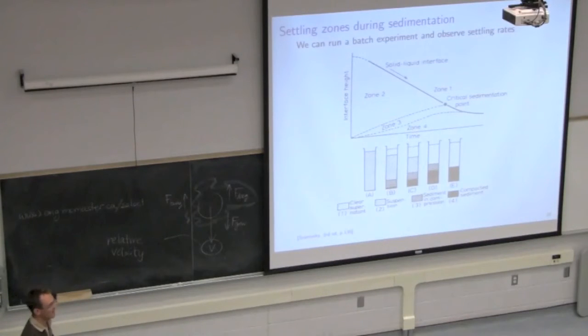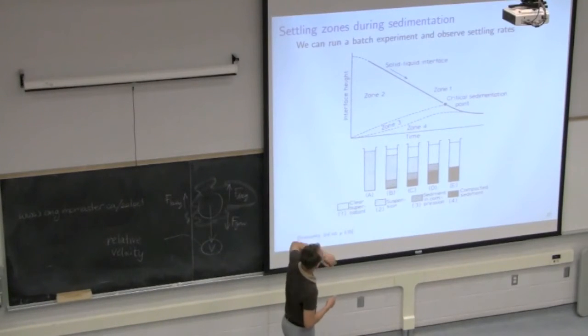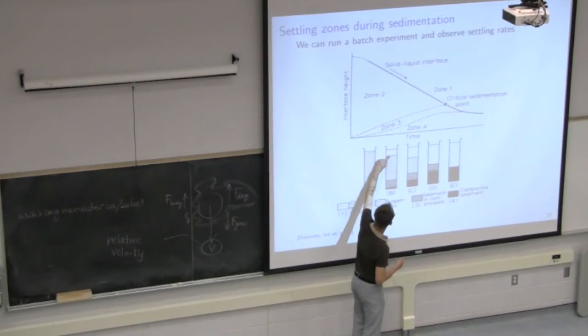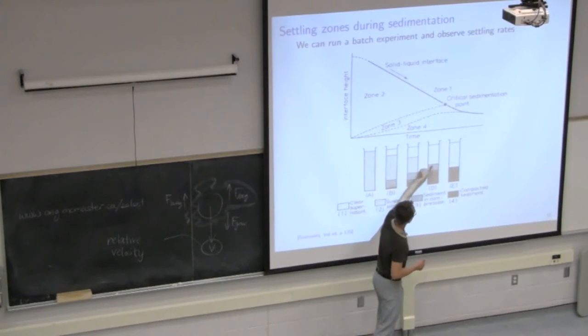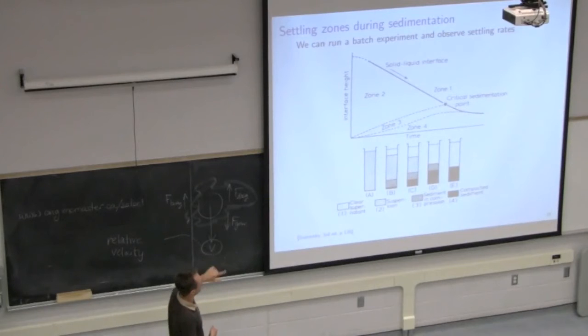So let's go back to the batch lab test. As was described in that video, we see this interface coming down at a constant rate in our cylinder, so that this interface between the clear and the cloudy zone moves at a constant rate up to a point. And that's called the critical sedimentation point. This curve that's obtained from the lab test is what's used to design the process. There's a fairly complicated procedure that's followed where the angle of that slope is used to design the process, and we don't go into that in this course.